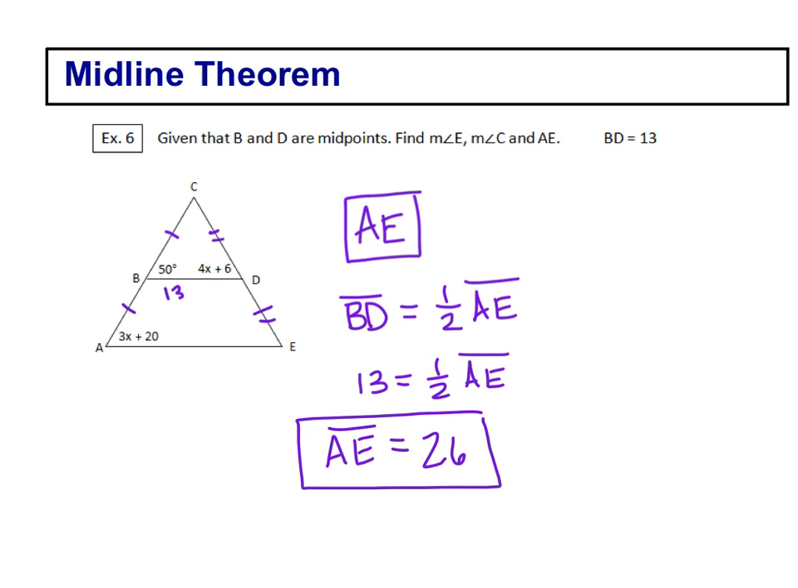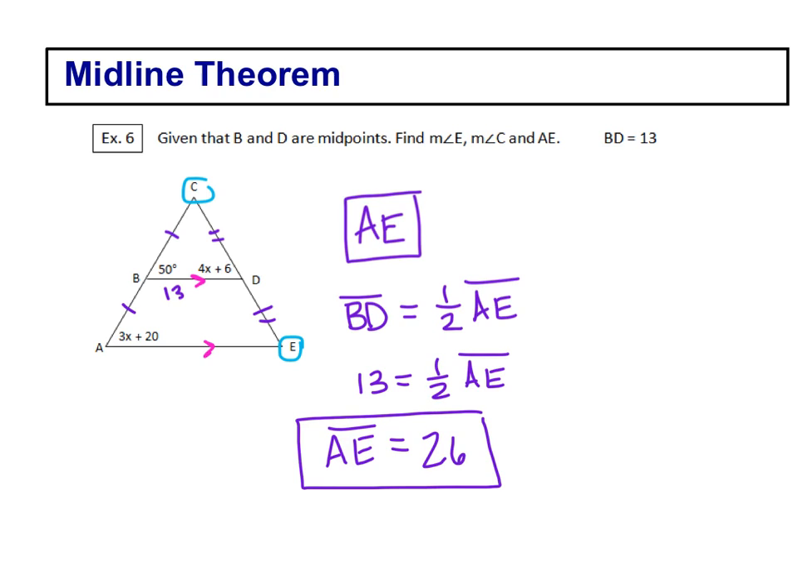All right, so now we have to find the measure of angle E and C, the measure of angle E and C. Okay, so let's use the information that we have, and we will end up getting the measure of those two angles. If you remember, the other thing that we know about midlines is it is parallel to the base. So we've got parallel lines. You can treat this like a transversal cutting through parallel lines.